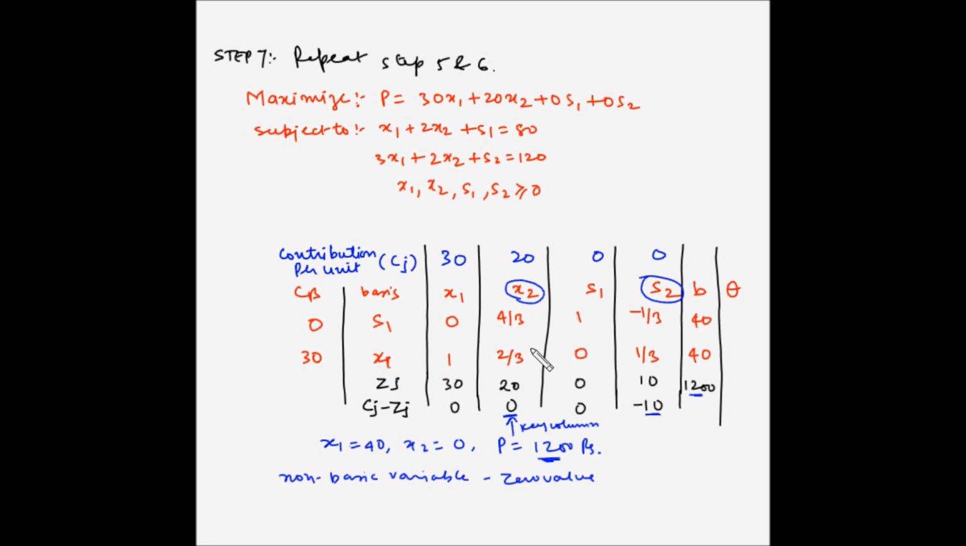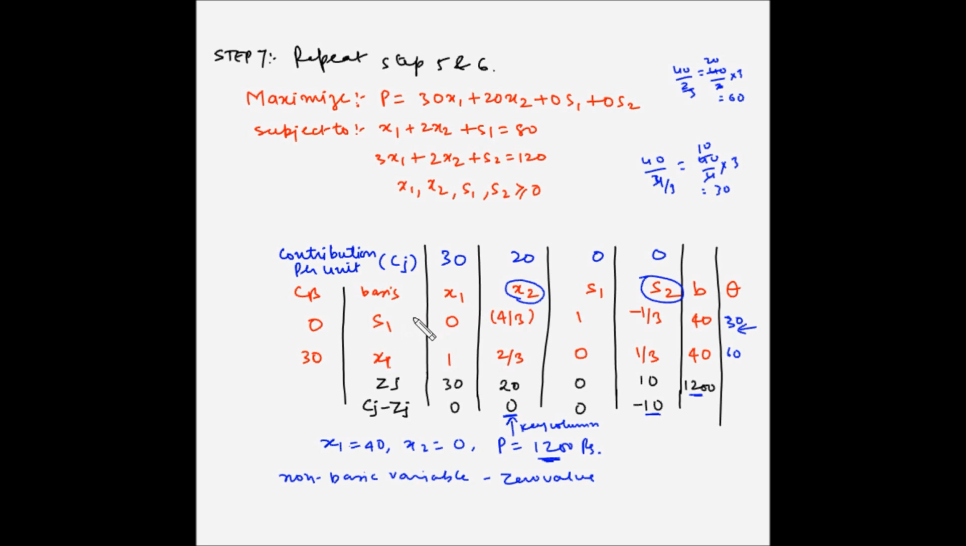Now we have to find the departing variable. So again, we'll find the value of theta. So 40 divided by 4 by 3. This is 40 by 4 into 3. So this becomes 30. And 40 divided by 2 by 3. 40 by 2 into 3. So this becomes 60. So the lowest ratio is 30. So S1 row becomes the key row, and this element here becomes our key element, and S1 is the departing variable.